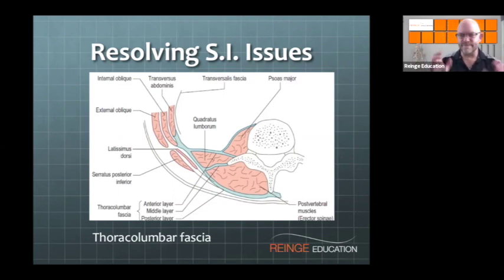Thoracolumbar fascia is a major, major, major stabilizer of everything in the spine and the pelvis and everything else. And this is the slide you come back to. When you look at this again, if you want to understand how to treat the sacroiliac joint, it's not about me telling you which exercises to do. It's about understanding which muscles cause which problems, and therefore you know which exercises to do.